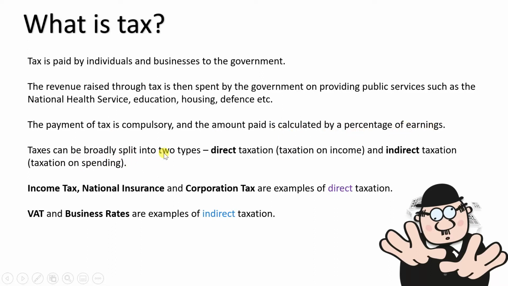Taxes can be broadly split into 2 types: direct taxation, taxation on income, and indirect taxation, taxation on spending. Income tax, national insurance, and corporation tax are examples of direct taxation. VAT and business rates are examples of indirect. And we're going to look into all 5 of those, just those 5, and we're going to just look at the percentage rates of each and knowing when to deduct them.